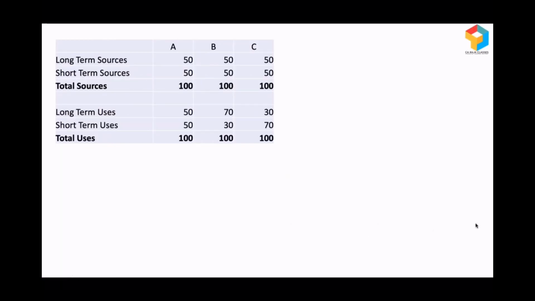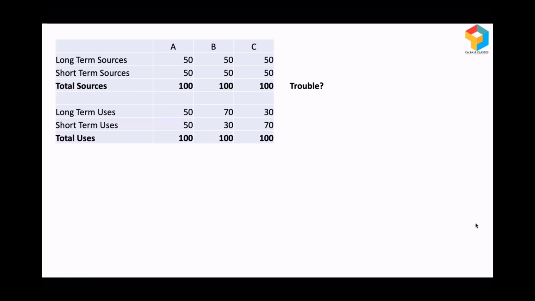There are three companies A, B, C, and you have information about their long-term sources and short-term sources, total sources. You have information about their long-term uses, short-term uses, and total uses. I want you to digest this information. Spend some time and then identify which company is in trouble here. Is it company A or company B or company C?